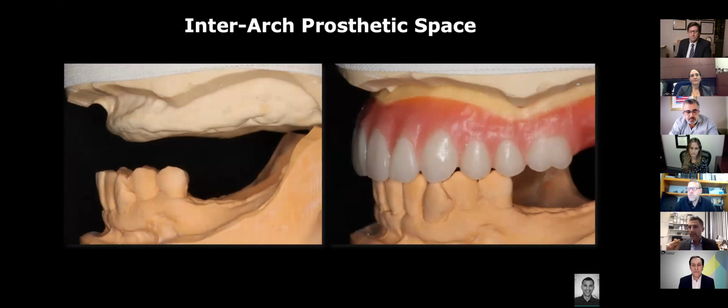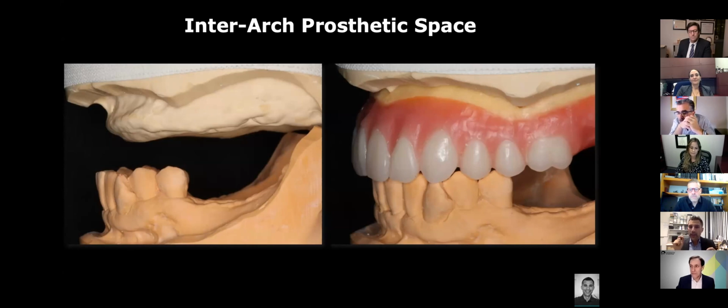Finally, interarch prosthetic space, and that is directly related to the tooth position because keep in mind, the edentulous patient comes to us to get teeth, not to get implants. Patients don't care about implants. They care about teeth and smile. So we have to put teeth and smile in the patient's face.